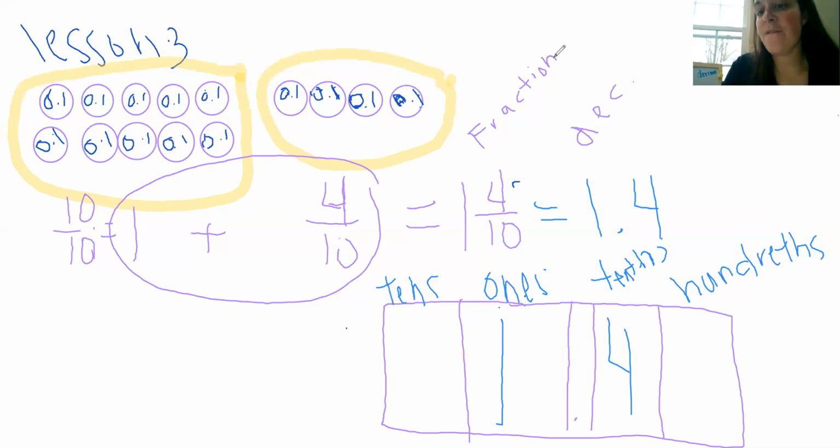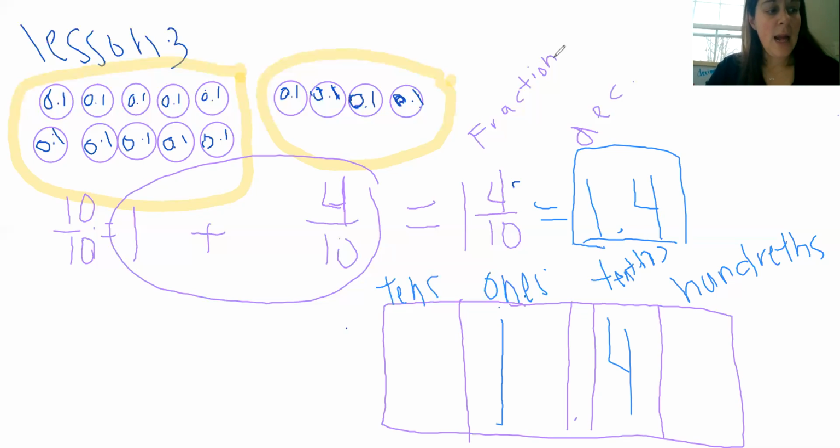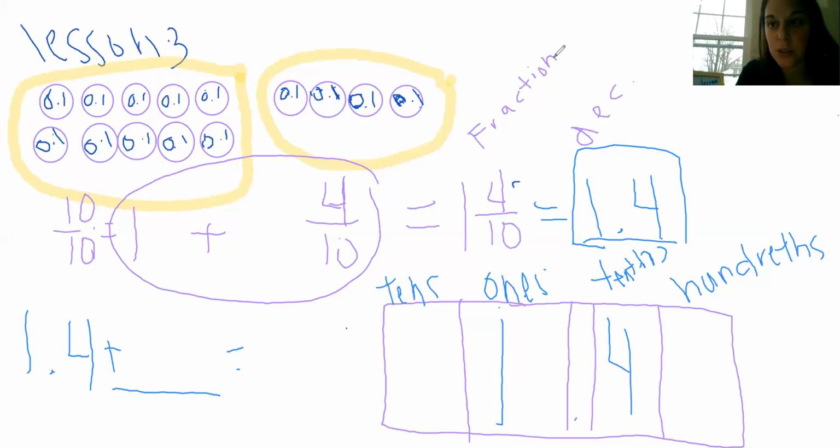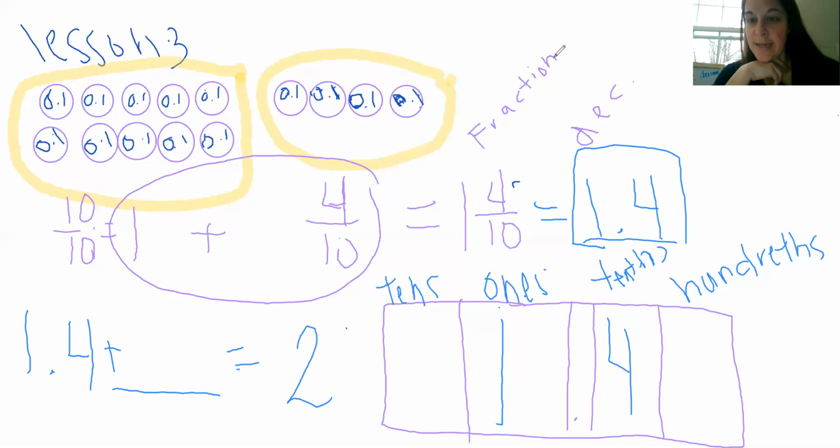Okay, so if I have 4 tenths here, say I have 1 and 4 tenths. How much more am I going to need if I want to get to 2? Who can tell me? What more am I going to add to get to 2?